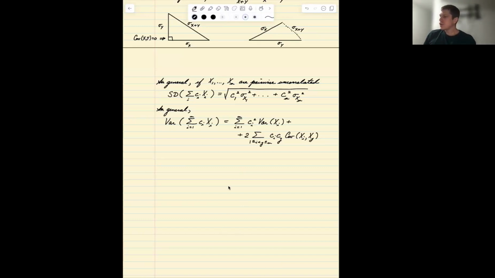All right, so that's covariance. Again, we'll come into covariance a bit more when we deal with joint distributions. But before we move on, I do want to at least record some properties of covariance, and I'll do that in the next video.